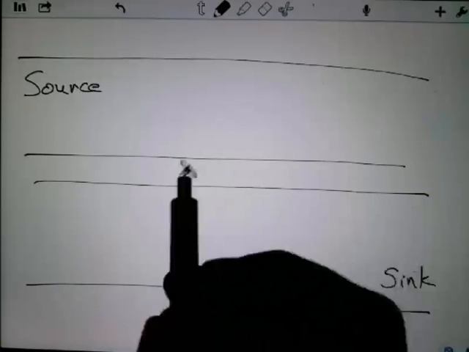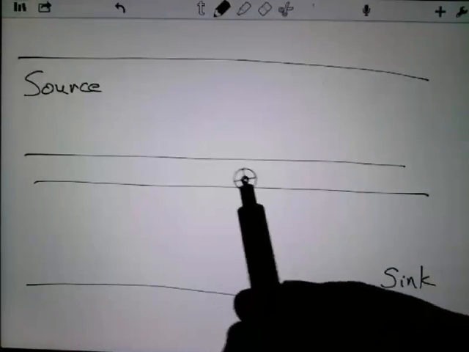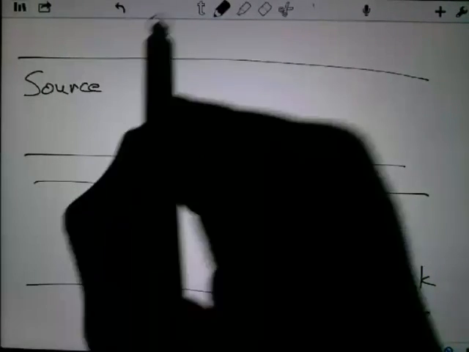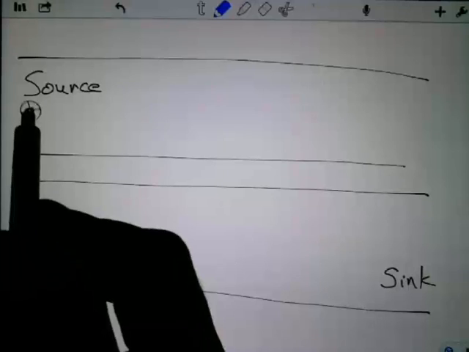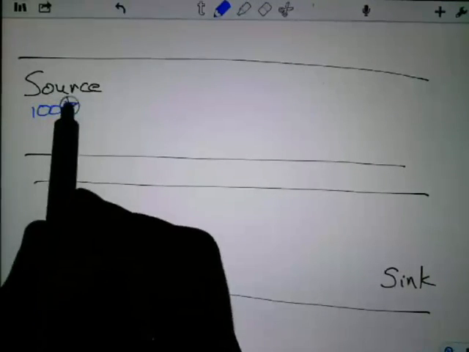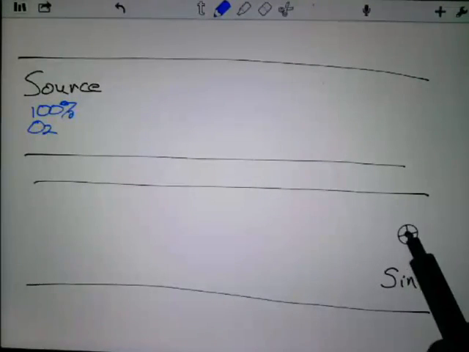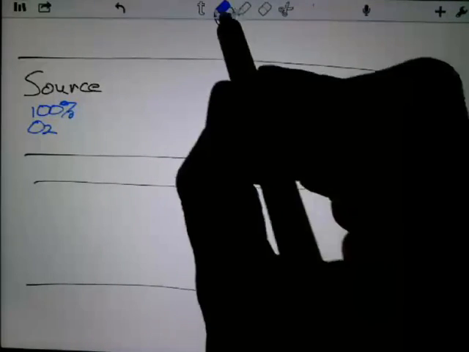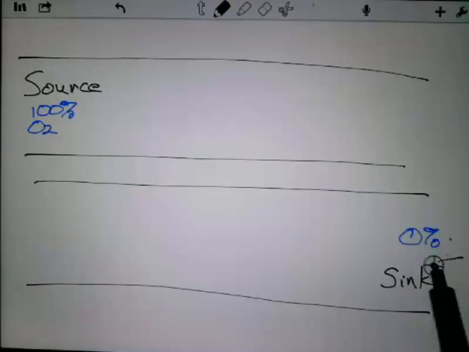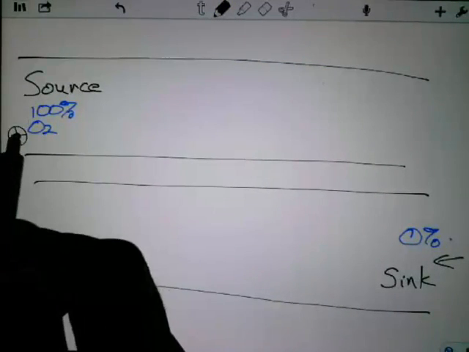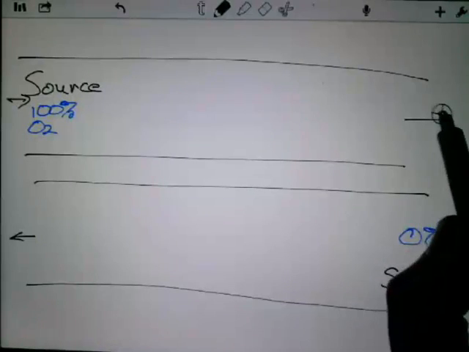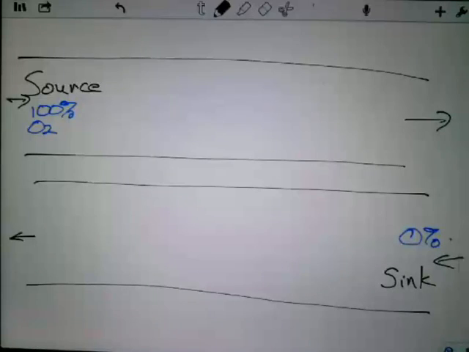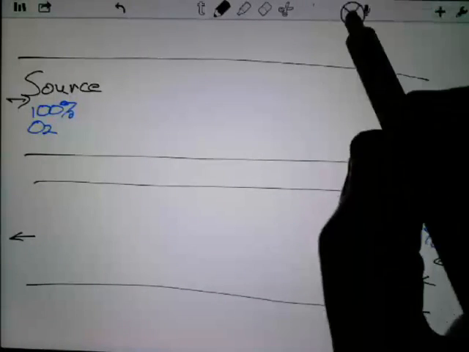So let's talk about a source and a sink, in this case both liquids, and let's look at exchange of something like oxygen, where the source might have 100% saturation with oxygen, and the sink might be 0%. Okay, and remember the direction of movement in countercurrent exchange. We've got opposite direction of movement.